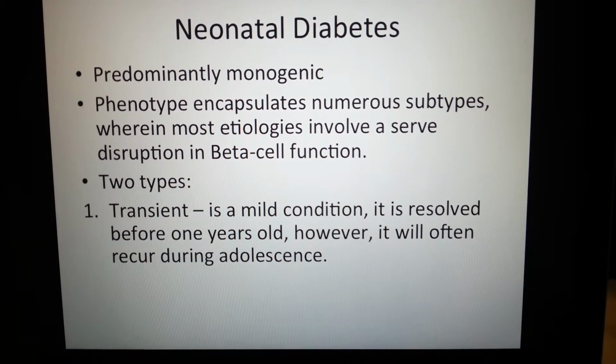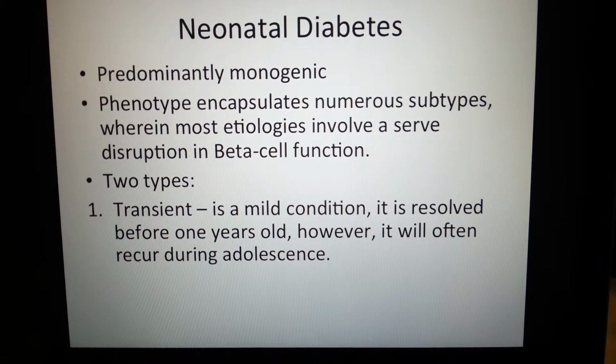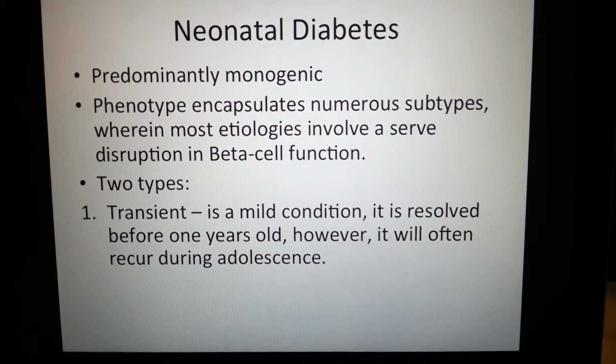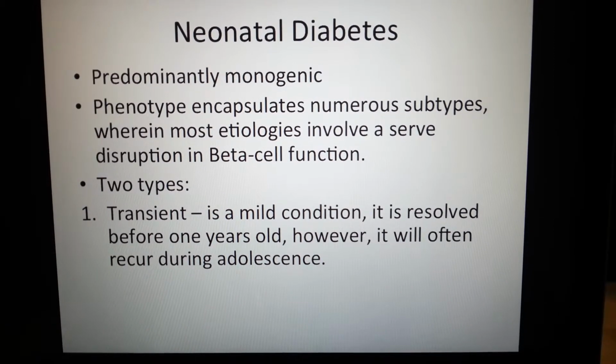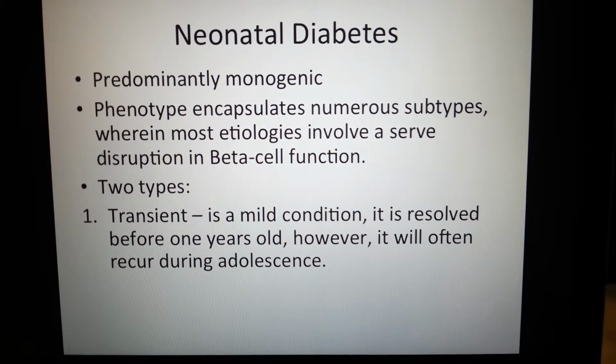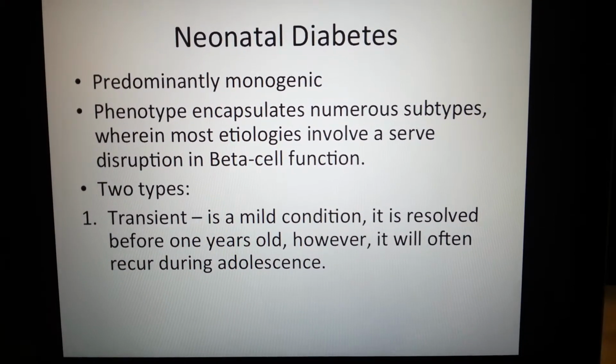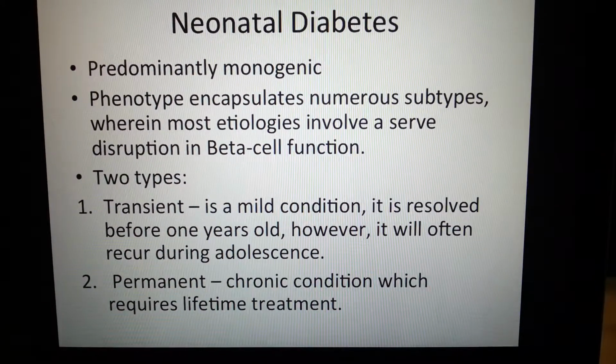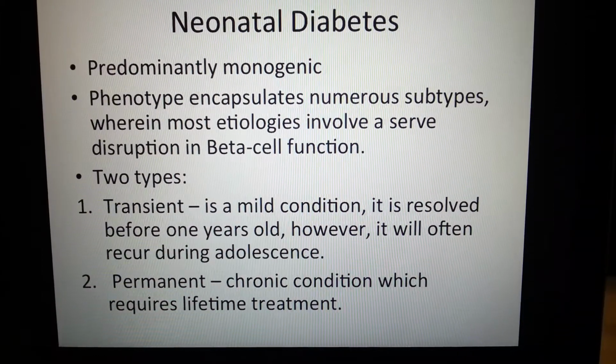There's two types of neonatal diabetes. The first one is transient, which is a mild condition. It's resolved before 1 year old. It will often reoccur during adolescence. The other one is permanent, a chronic condition which requires lifetime treatment.